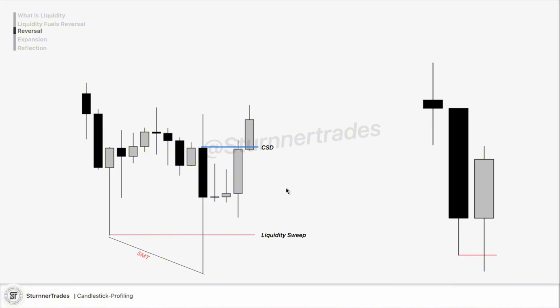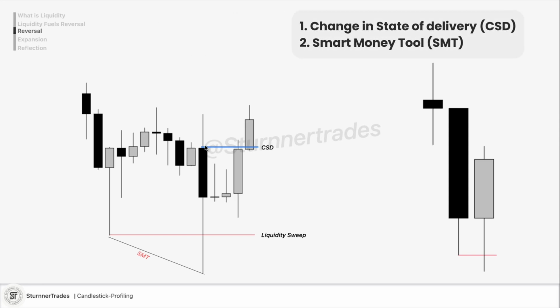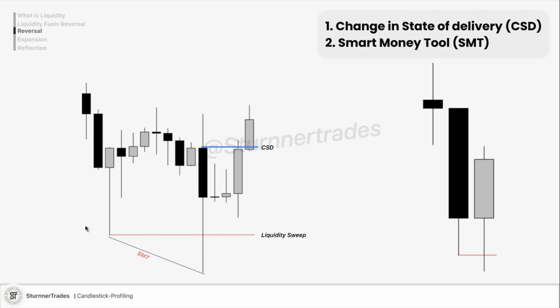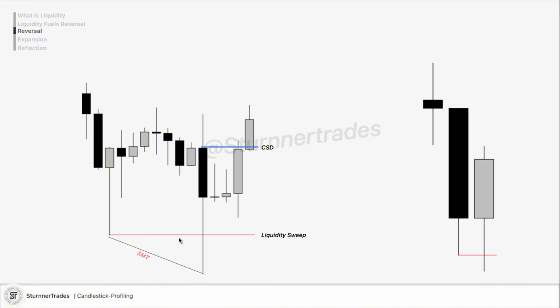Now, what we are looking for is two key confirmations, which is the change in state of delivery and SMT divergence. But here is the rule. None of this matters unless liquidity has been swept first. The reversal does not just show up randomly. It shows up because that liquidity got taken. Once that happens, we need proof that the market is shifting direction.